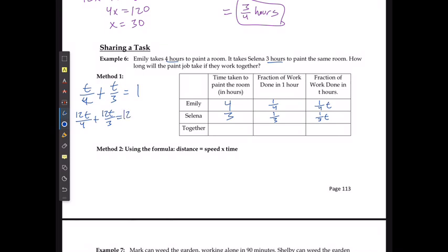12 times 1, or 3T plus 4T will equal 12. If 7T equals 12, then T is going to equal 12/7. And 12 divided by 7 is going to be approximately 1.7 hours to complete it together.